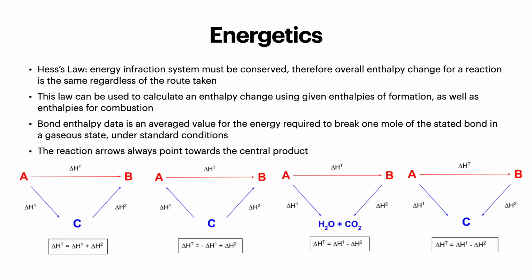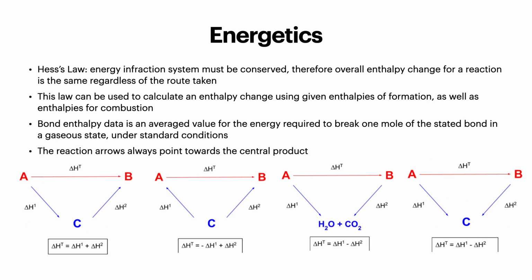Then we have Hess's law. Energy in a system must be conserved, therefore the overall enthalpy change for a reaction is the same regardless of the route taken. This law can be used to calculate an enthalpy change using given enthalpies of formation as well as enthalpies of combustion. Bond enthalpy data is an average value for the energy required to break 1 mole of the stated bond in a gaseous state under standard conditions, and the reaction arrows always point towards the central product.